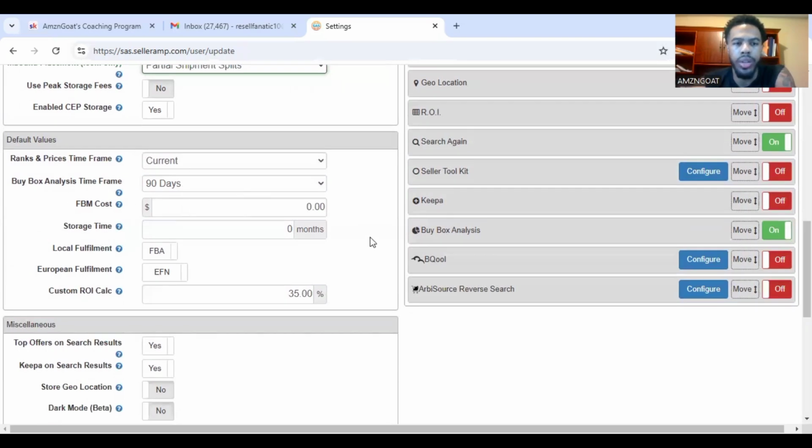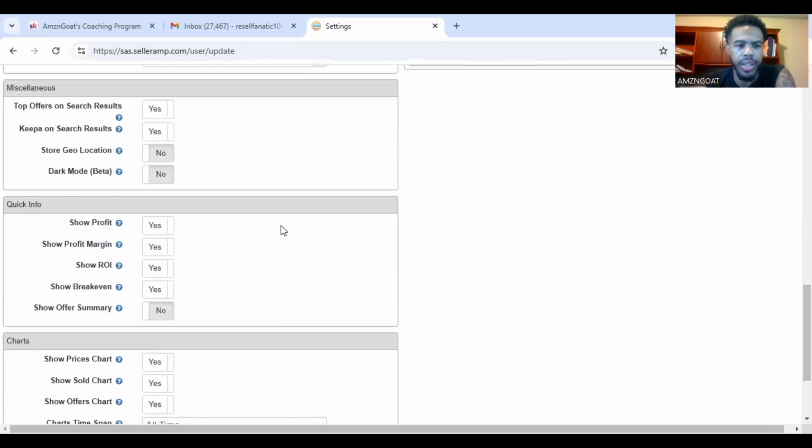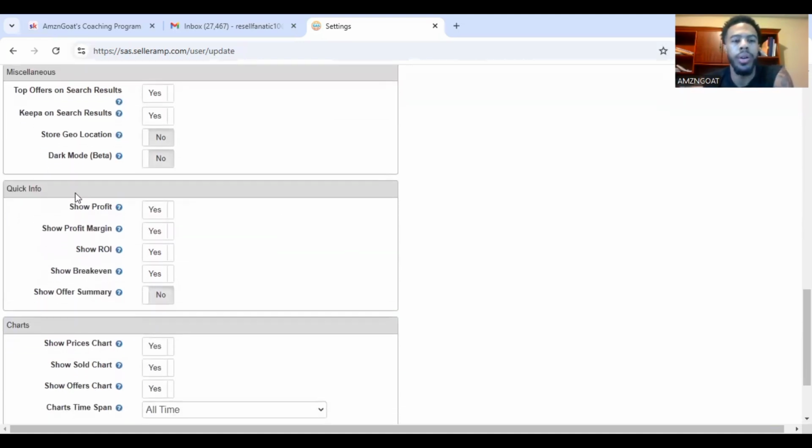All these boxes you don't have to worry about, and same with the miscellaneous. In this quick info, I have show profit on, show profit margin, show ROI, show break even. If you have any questions about what these words mean, ROI, break even, if you've never heard them before or you just want a better understanding, hit that question mark and you'll be able to see for yourself.